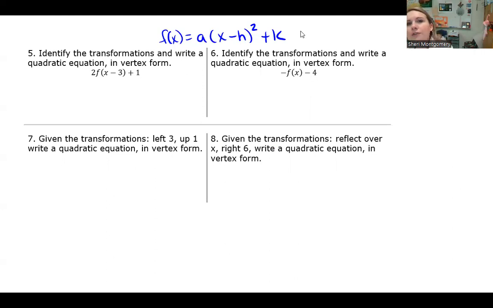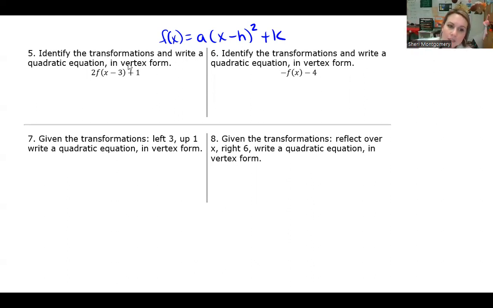So what I see for the first one is that there is a 2 in front of some parentheses. It doesn't matter that there's the F there. That means there's going to be a 2 right here. A is 2. Here, there's a -3 in parentheses. It's still going to be a -3. There's a +1 at the end. Basically, all you're doing is removing the F and making sure that this piece is squared.